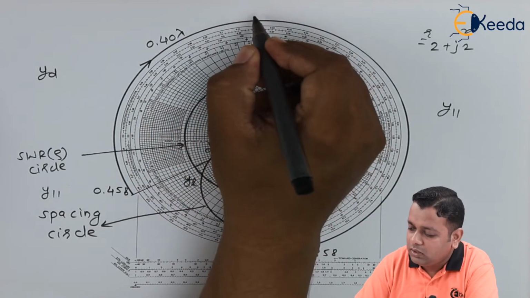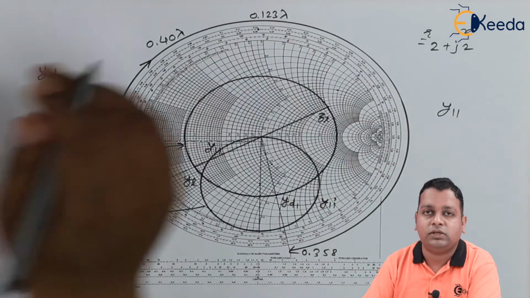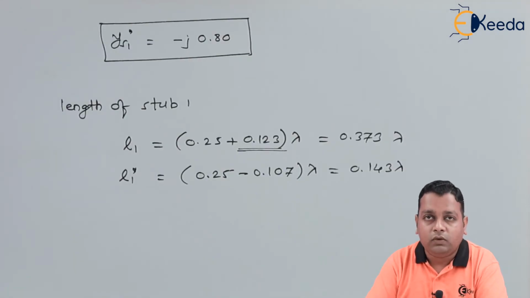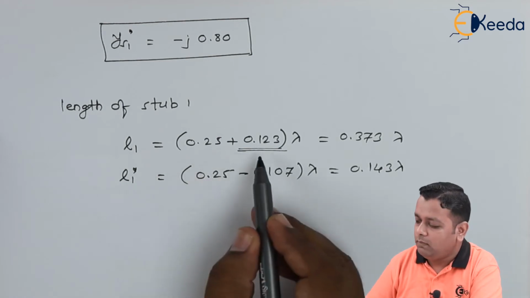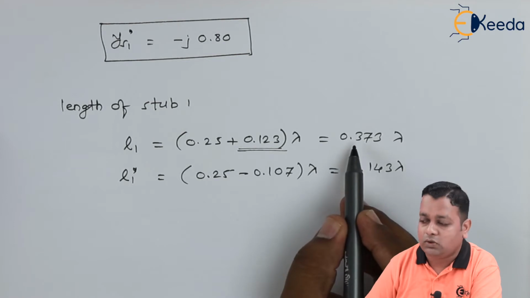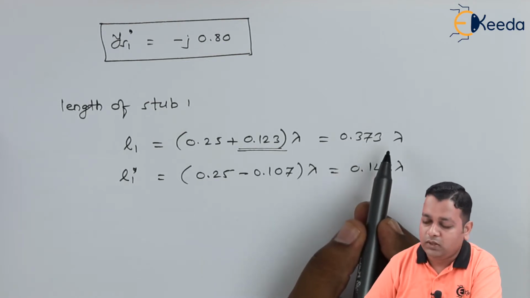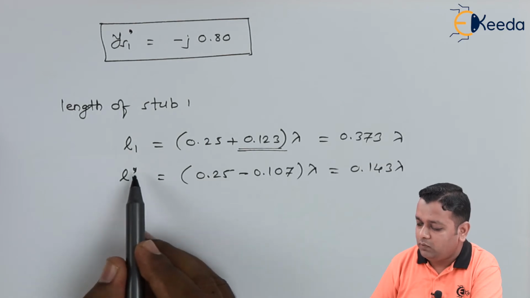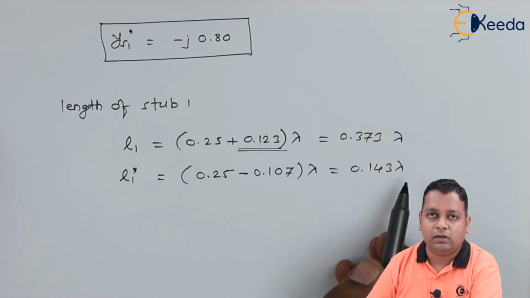Therefore here we can mention 0.123 times lambda. So we have obtained the L1 value: 0.25 plus 0.123 times lambda is equal to 0.373 times lambda. In the similar fashion, we can go for the calculation of L1 dash and we have obtained 0.143 times lambda in this particular case.